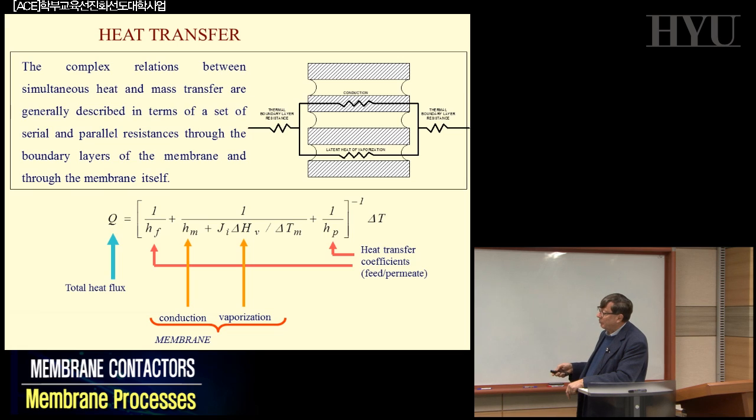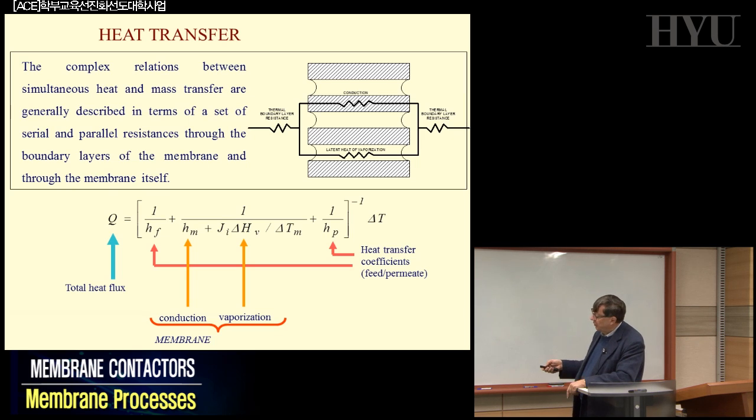You can have a problem on the heat transfer in the boundary layers on the feed side, on the boundary layer on the permeate side. Heat transfer coefficients can be different, by the way, on the permeate side and on the feed side, as in terms of mass transfer.